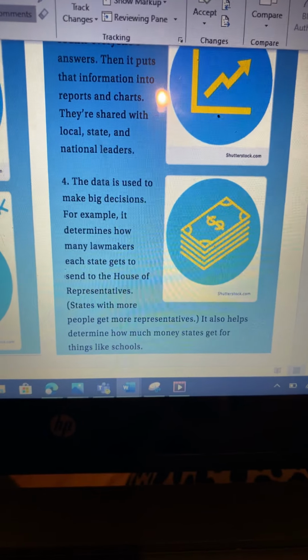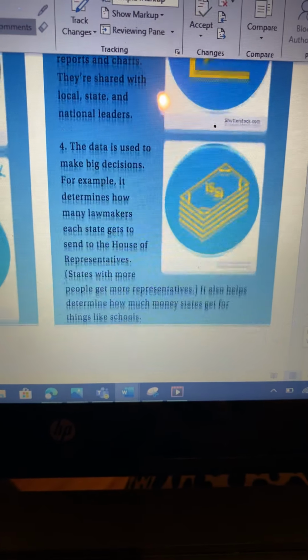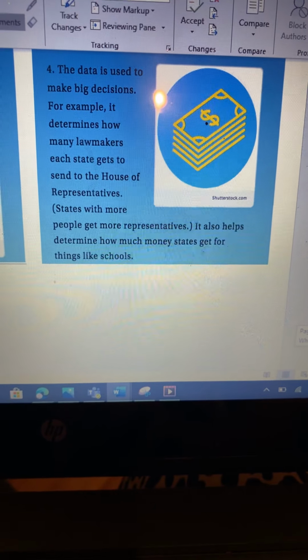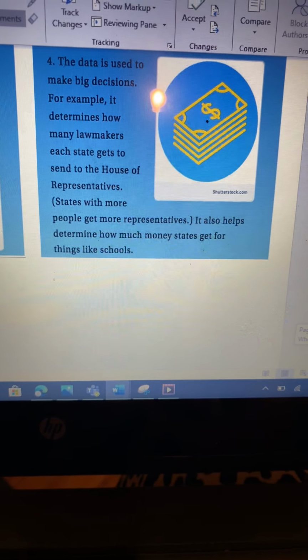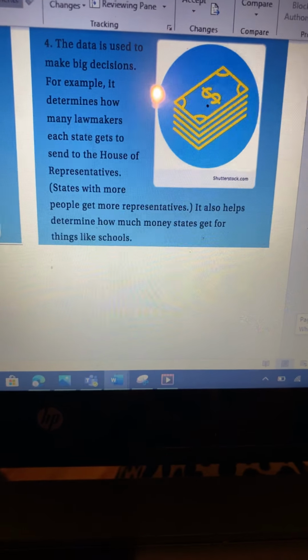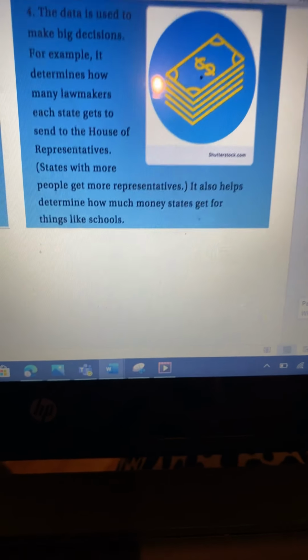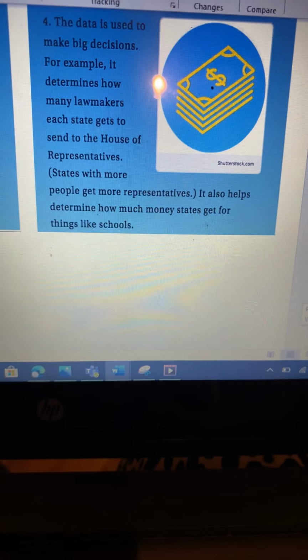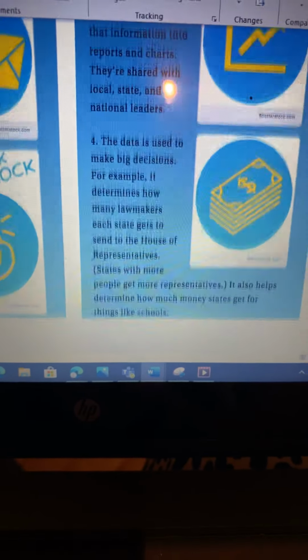To reports and charts. They're shared with local, state, and national leaders, and the data is used to make big decisions. For example, it determines how many lawmakers each state gets to send to the House of Representatives. States with more people get more representatives. It also helps determine how much money states get for things like schools.